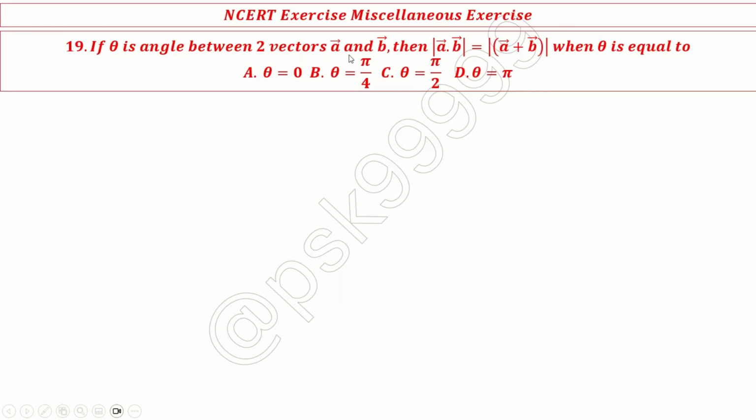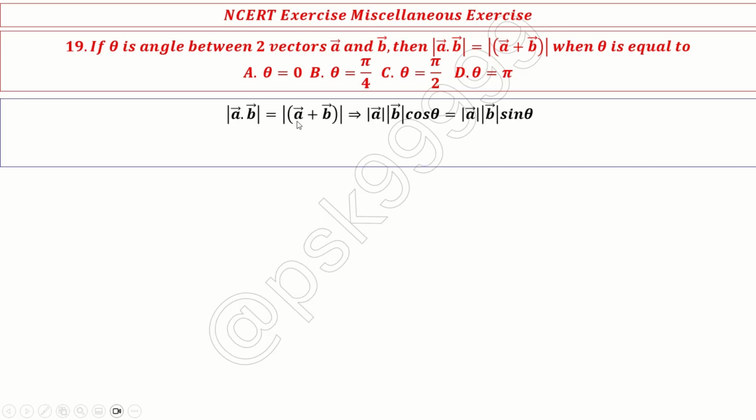Theta is the angle between two vectors a bar and b bar. Then a bar dot b bar equal to magnitude of a plus b. Then theta is equal to what? Okay, so simple. This is also very simple. A dot b equal to a plus b, right? This is what is given. A dot b I can write as magnitude of a multiplied with magnitude of b cos theta. Okay, and a plus b.